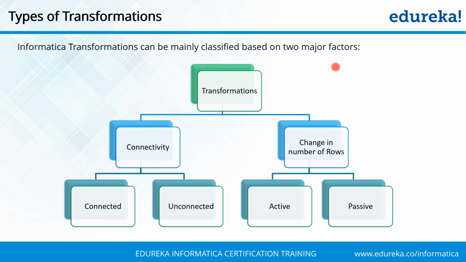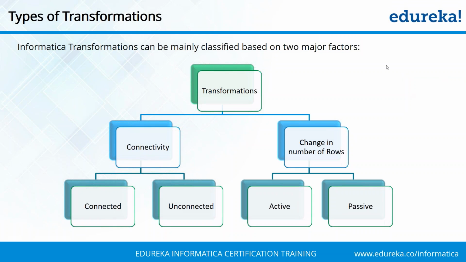Now every transformation belongs to at least one of the 2 types from each category. That is, a transformation could be connected and active, connected and passive, unconnected and active, or unconnected and passive. Now this is classified on the basis of usage. So this is important that you remember. It's mainly based on their usage that the transformations are classified.